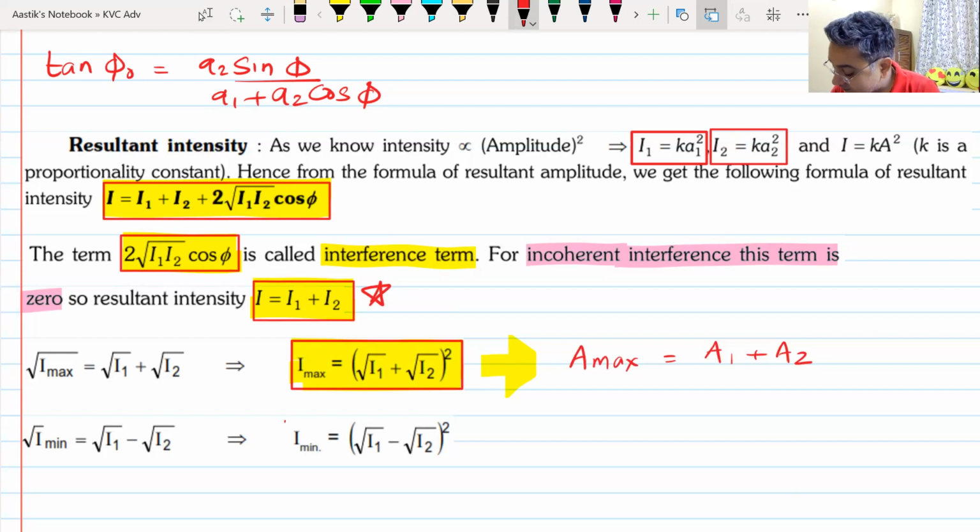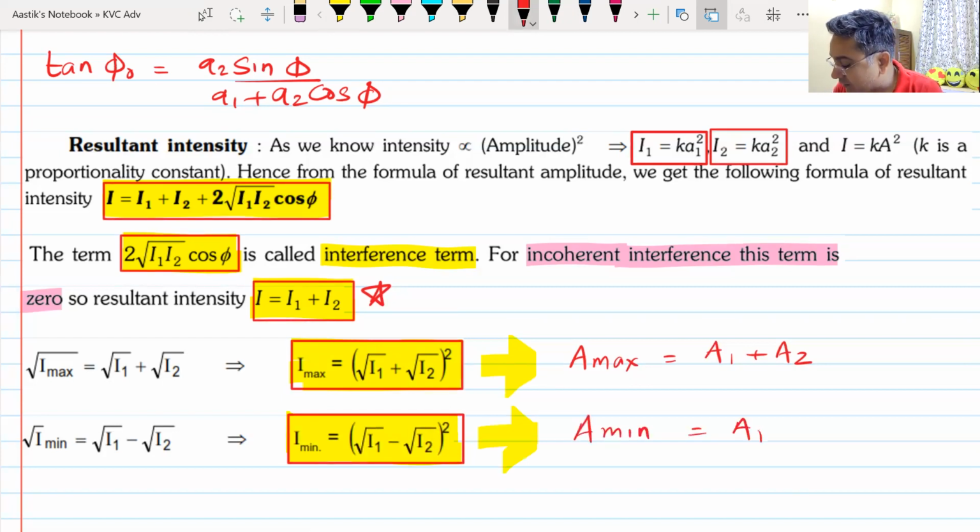Similarly, my dear friends, the minimum intensity will be given by (root over I1 minus root over I2) whole square. The minimum amplitude is given by A1 minus A2 or A2 minus A1, depending on which one is more. Note this down because you might be needing this to solve some questions.